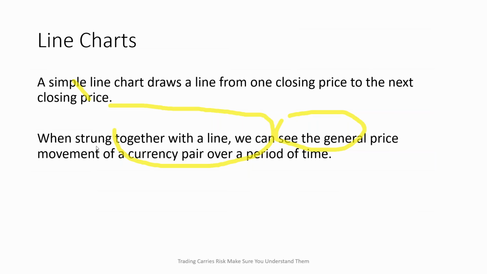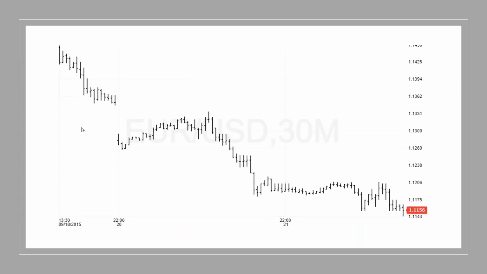So a line chart simply draws a line from one closing price to the next. And when strung together with a line, we can see the general price movement of a chart over a period of time. But that's it. Bare basics. From here, we go to my favorite, and that's called a bar chart.